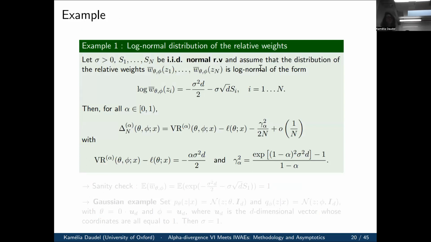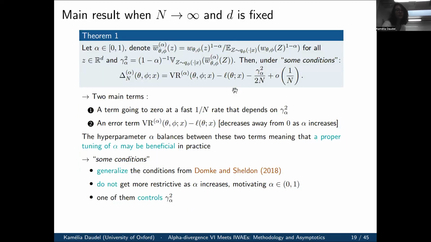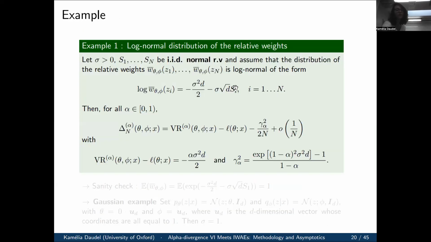Let's see an example. I'm going to assume that my relative weights have a very specific form. I'm going to assume that they are log normal of this form. Do you know what log normal is? It's quite straightforward: you assume that the log of your quantity follows a normal distribution. Here you've got S_i, which are IID normal random variables.